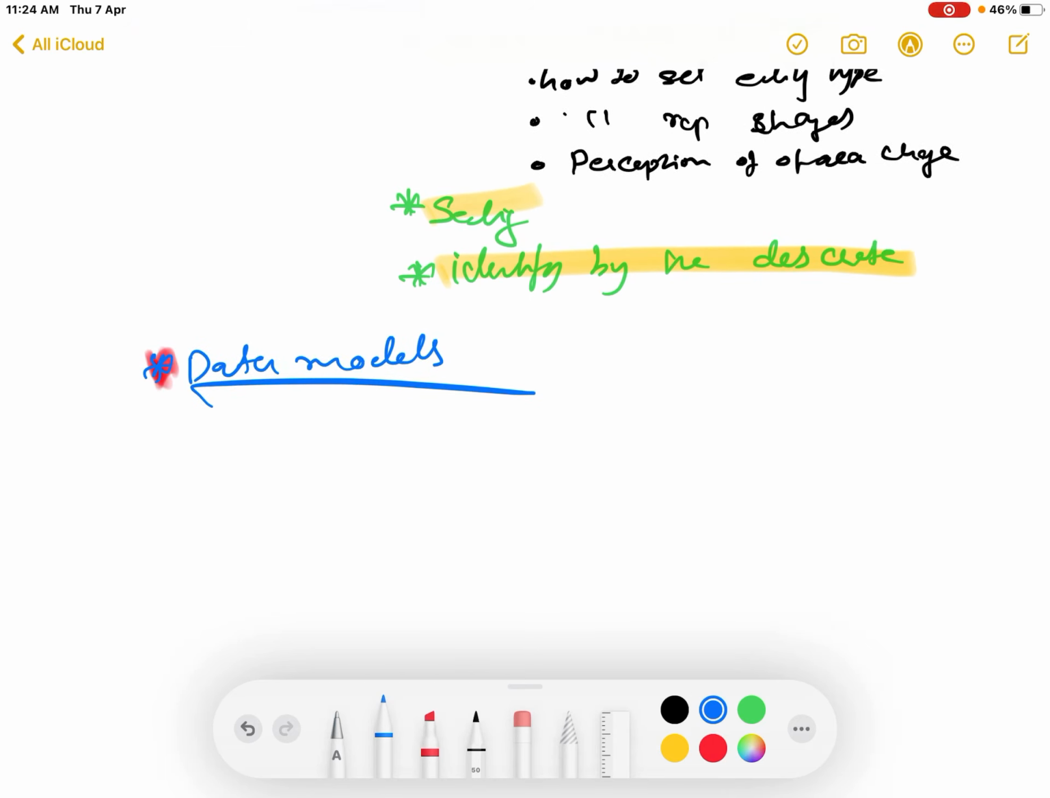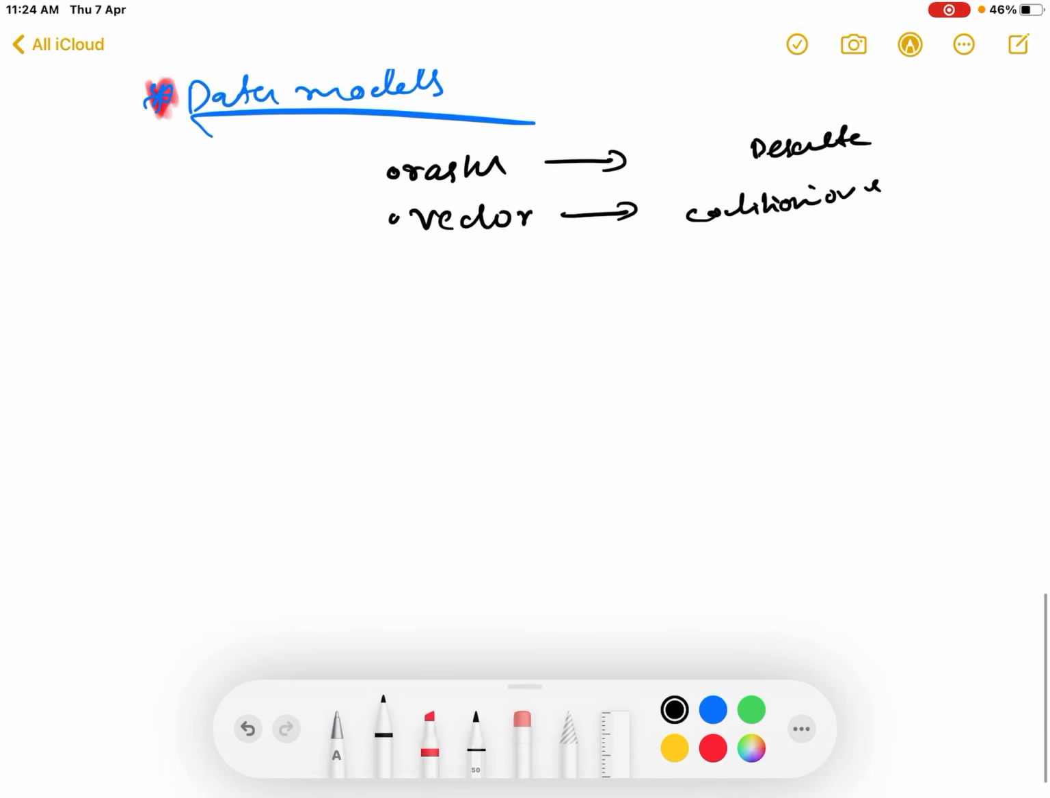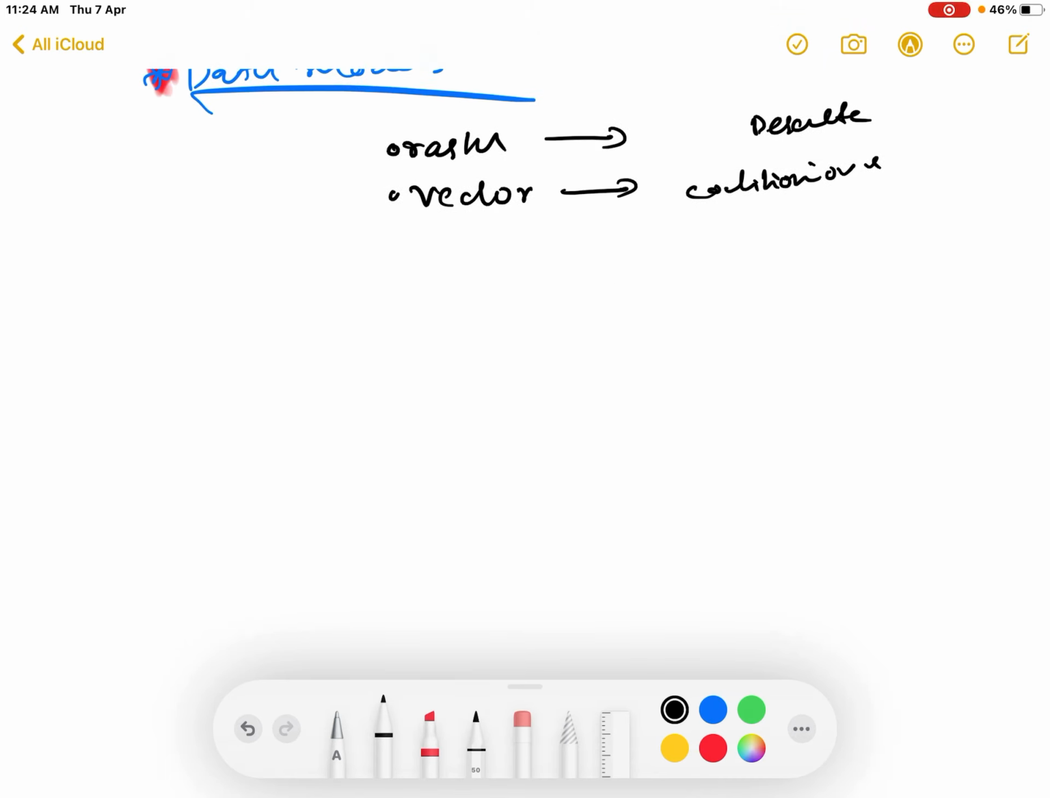There are two approaches to model the data that we see in the real world. These are called raster models and vector models. So, raster data model and vector data model. In the raster data model, we show the objects as discrete entities. And in the vector model, we show them as continuous entities.